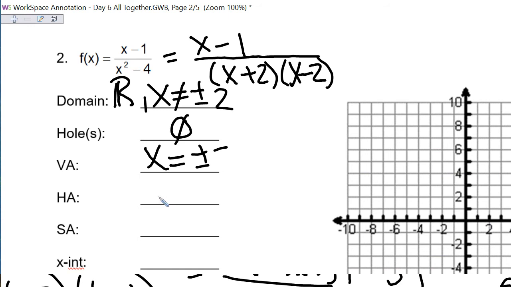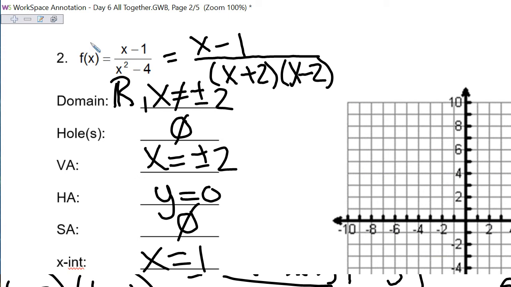Horizontal asymptote: is it top heavy, bottom heavy, or equal? If it's bottom heavy, what's the horizontal asymptote? y equals 0. If you have a horizontal asymptote, there's not a slant asymptote, so no division there. How do I find the x-intercept? Set the numerator equal to 0. So what is that x-intercept? x equals positive 1.